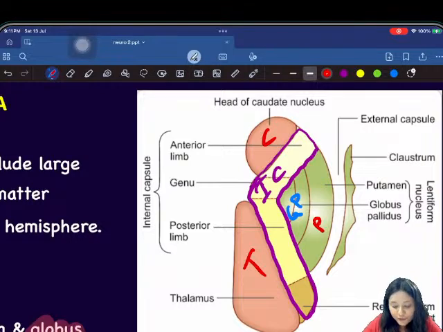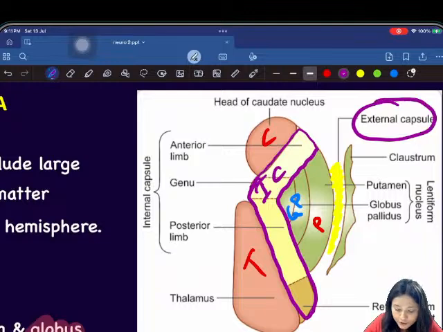After that, again you have another white matter. Okay, another white matter, and that is the external capsule. And then you will have another nuclei. Okay, you will have another nuclei. So that is the claustrum. So you have to see the question properly.